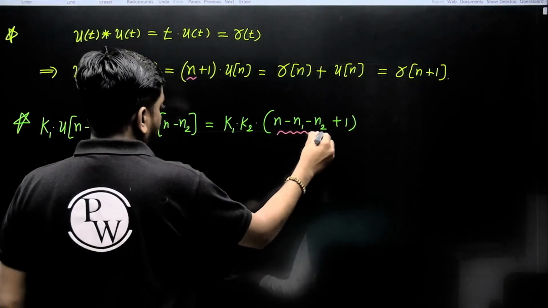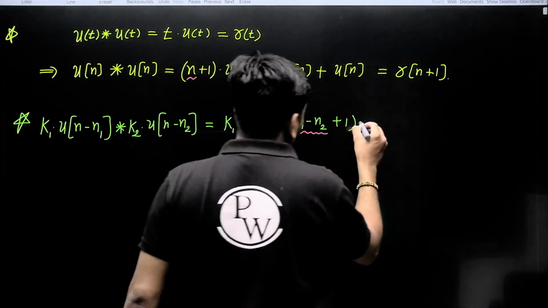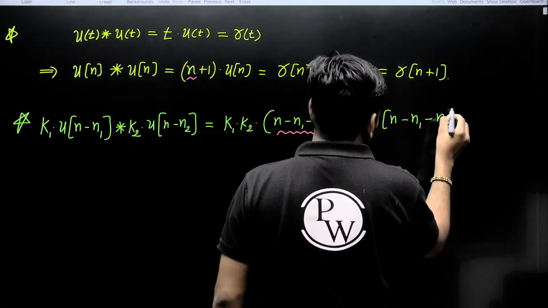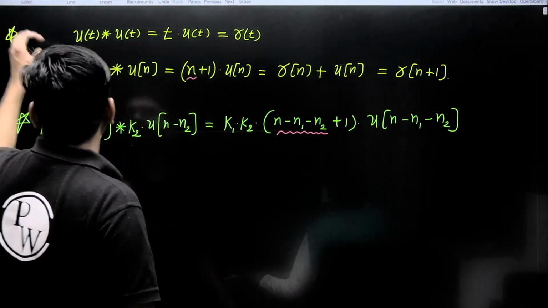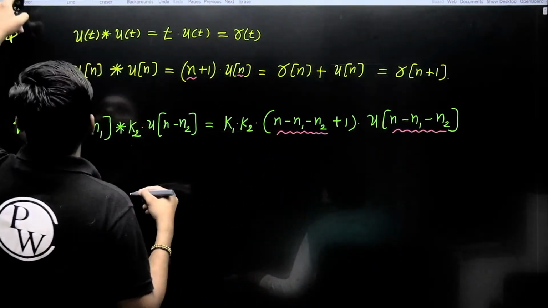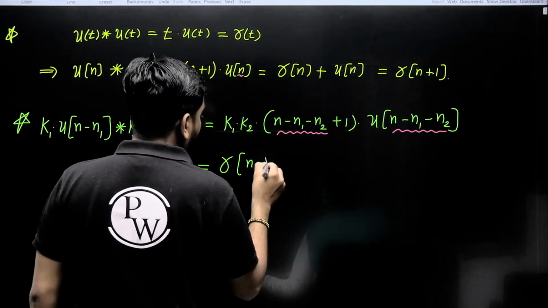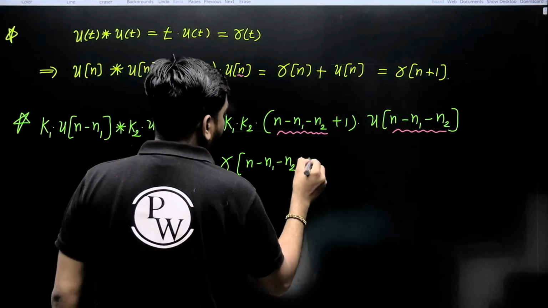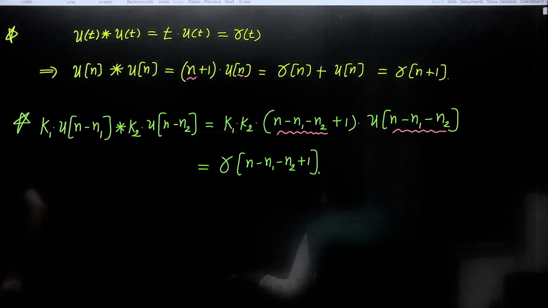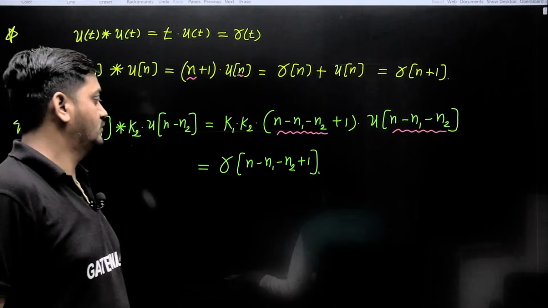n minus n1 minus n2 plus 1 is also there, into k2 of n minus n1 minus n2, or instead of this write like this. So r of n becomes n minus n1 minus n2 plus 1, guys, plus 1. Fine. So this is also an important result. Now let us solve some questions based on this.